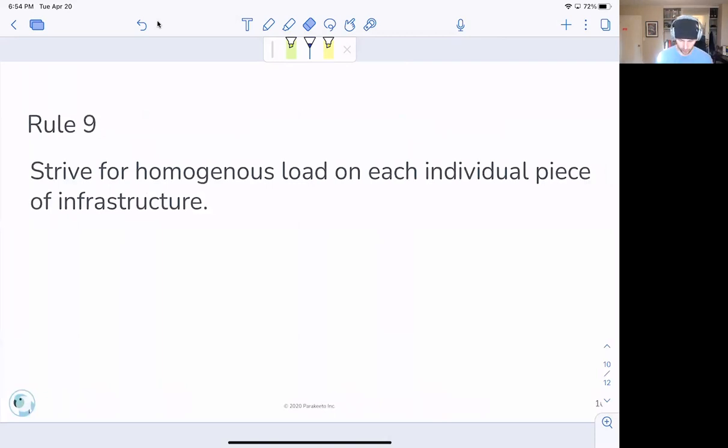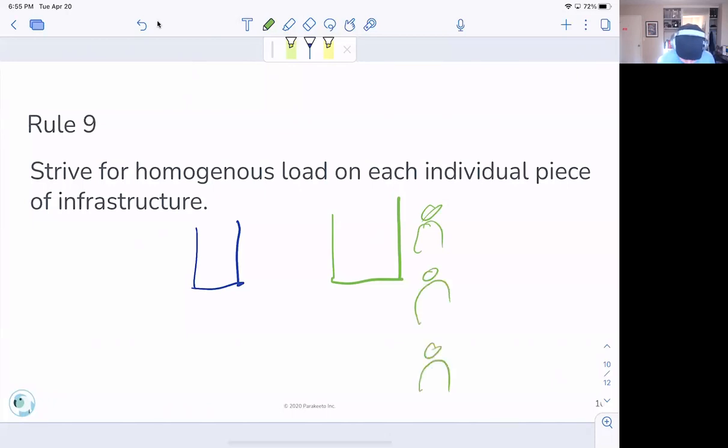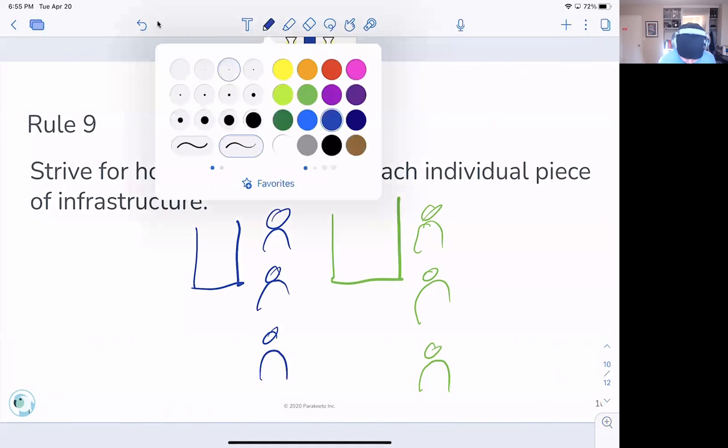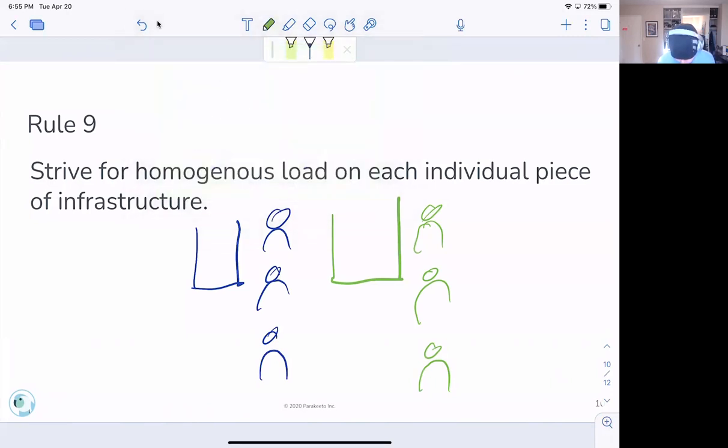Okay, strive for homogeneous load for individual pieces of infrastructure. That's a bit of word salad, but basically the idea is that imagine you've got checkout lanes in a grocery store. So you've got one lane here and another lane here, and then you've got people waiting. What they'll do in grocery stores is make an express lane. So we'll say this lane is less than 10 items.